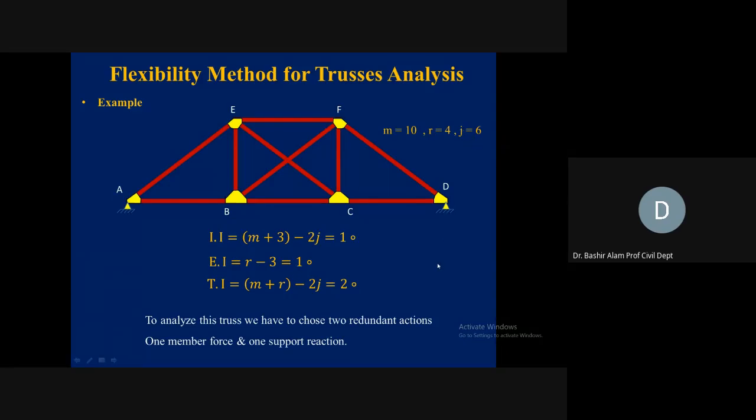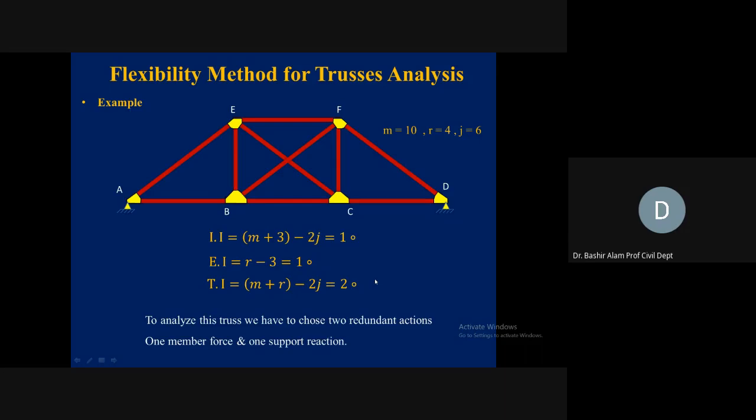To find the internal indeterminacy, it is m plus 3 minus 2j. m was 10. 10 plus 3 is 13, minus 2 times j, which is 12. It is 1 degree. Internal indeterminacy is 1 degree, so we need to cut one member to release the member force. External indeterminacy, r minus 3, r was 4. So 4 minus 3, 1 degree. So it means we need to release one support reaction in order to have an externally determinate structure. Total indeterminacy, m plus r minus 2j. So 10 plus 4 is 14 minus 12. So 14 minus 12, 2 degrees.